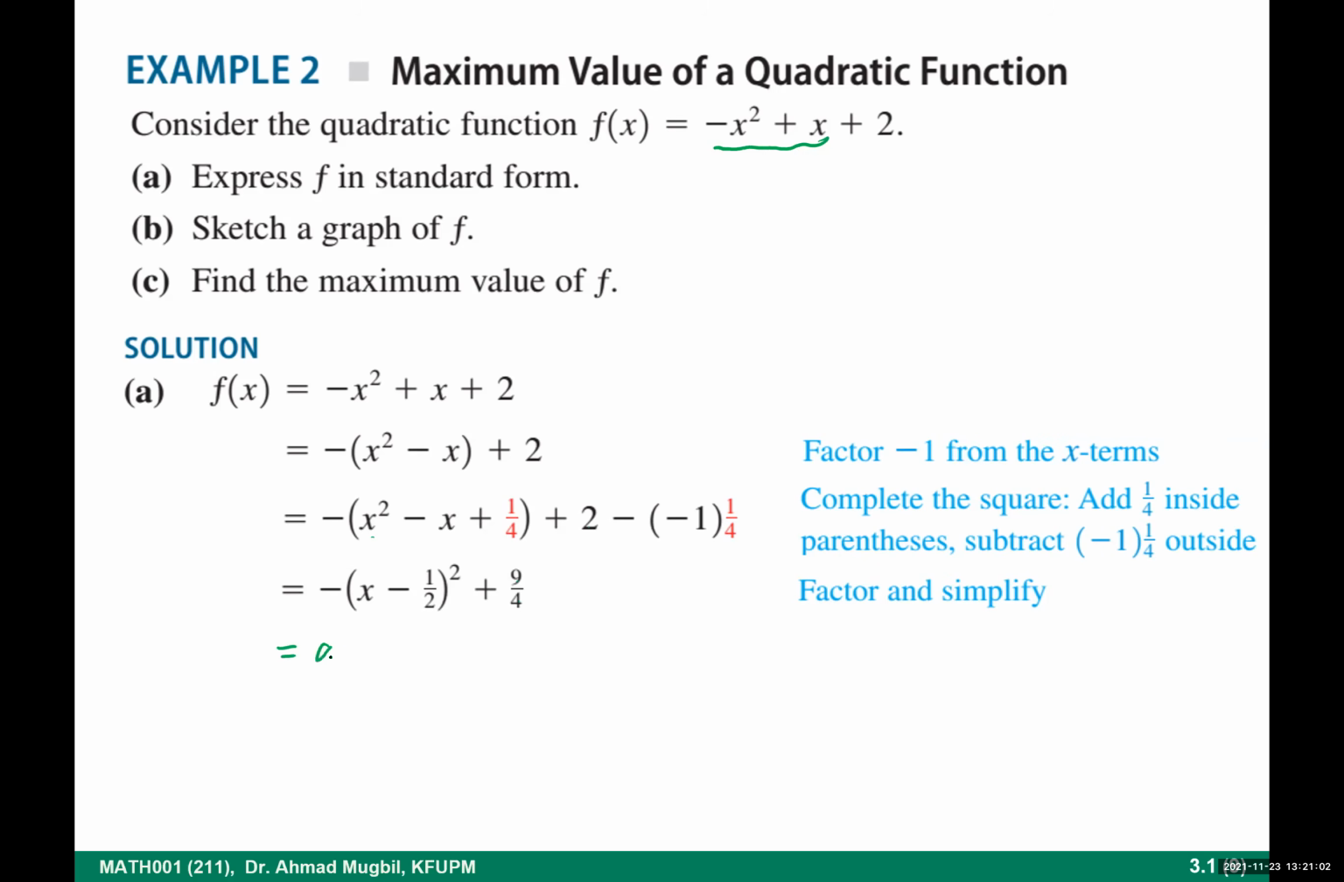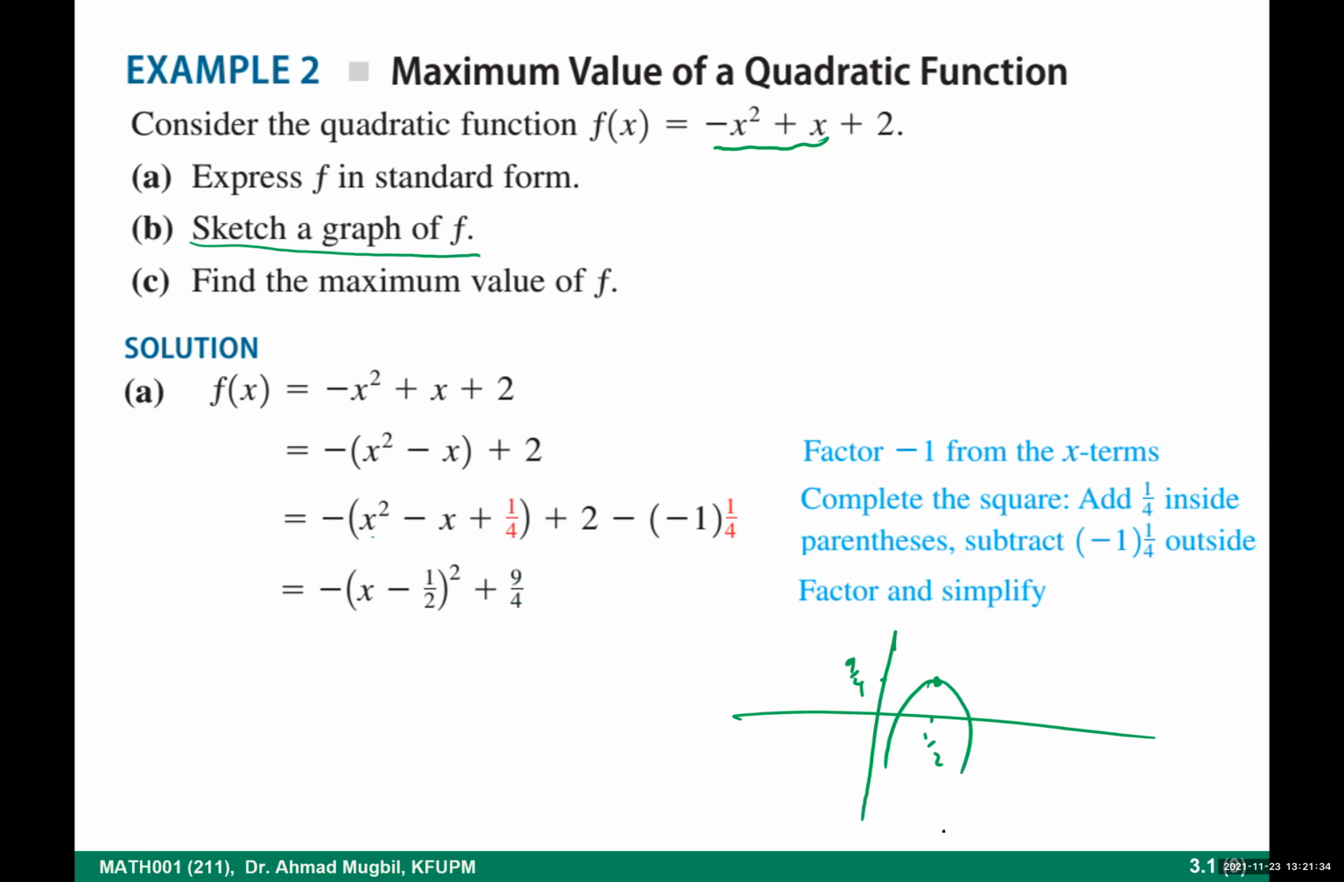Now comparing this with the standard form, this means that h is a half and k is 9 over 4. Clearly, the graph of this function, because he asked about sketching the graph, opens up or down? Down. And the vertex will be at a half. Let me sketch the graph. This is a half, this is 9/4, and the vertex is here. It opens down, something like this.